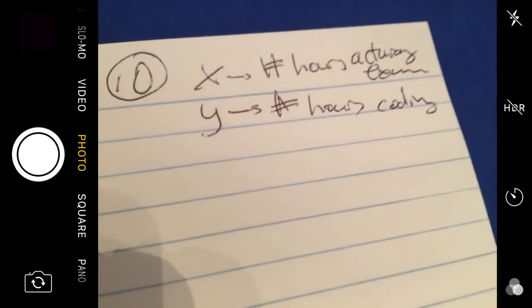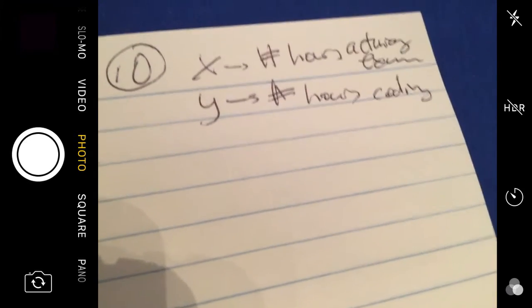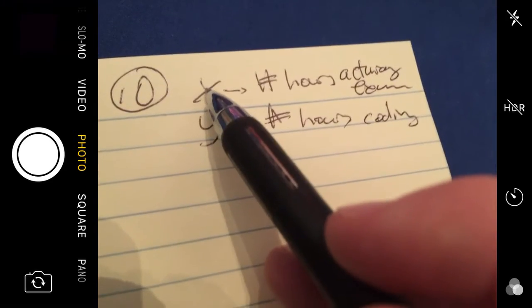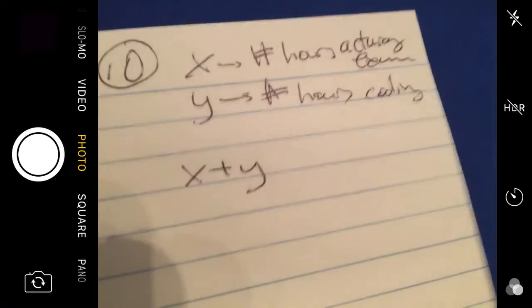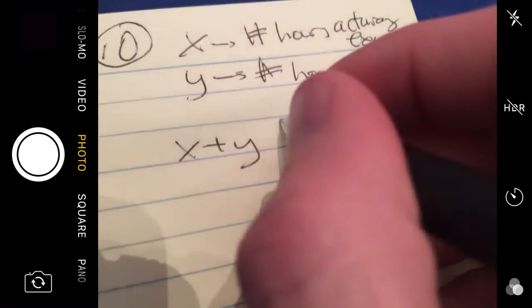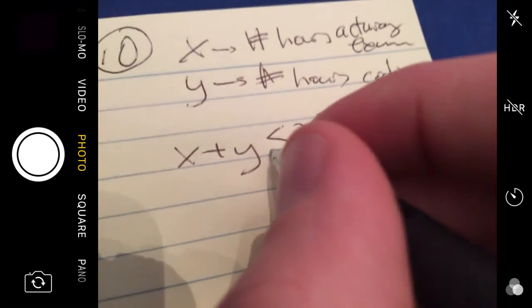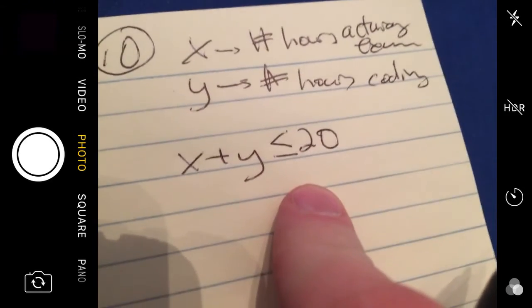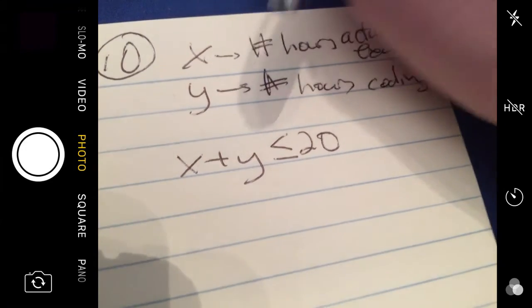So already I got one here. X is all the number of hours studying for that exam. Y is all the hours for the other exam. Total x and y together, it says he has at most 20 hours. So x plus y cannot exceed 20. I'll put less than or equal to. If you add these up, it can't be more than 20. They can be equal to 20 though.